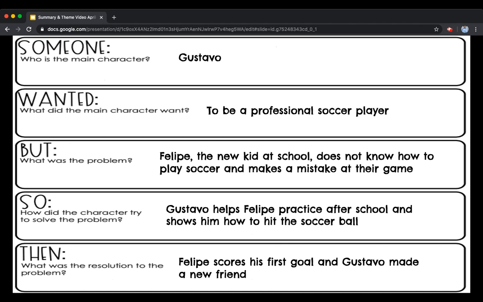How did Gustavo try to solve the problem? Gustavo helps Felipe practice after school and shows him how to hit the soccer ball. Then, the resolution to the problem is that Felipe scores his first goal and Gustavo made a new friend.